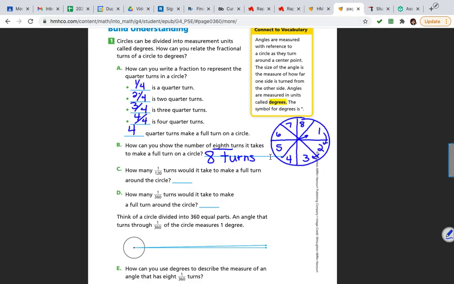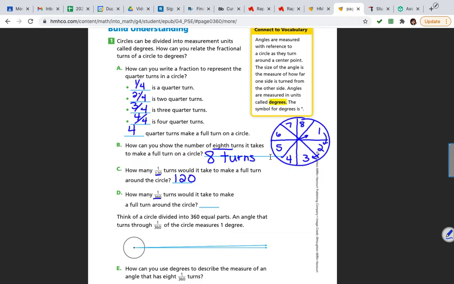Well, if we have 120 pieces, how many times do you think it could go around the circle? There's 120 pieces. You could go around 120 times. All right, so D, how many 360 turns would it take to make a full turn around a circle?